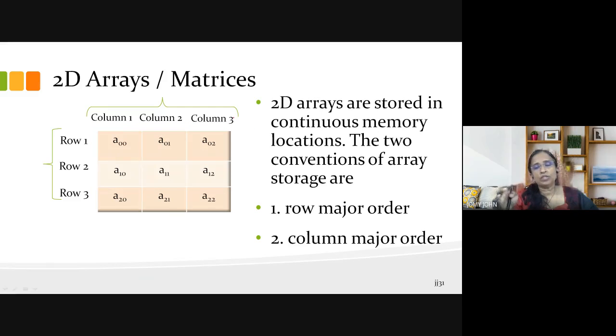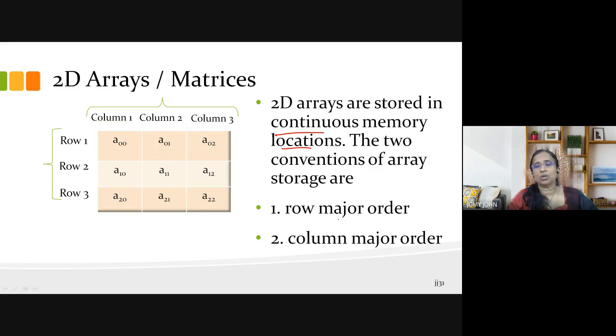Now, how do we store a 2D array? 2D arrays are also stored in continuous memory locations, just as in the case of a one-dimensional array. If we know how to store a one-dimensional array, in the same way we are storing a two-dimensional array. There are two methods of storage, row major order and column major order.